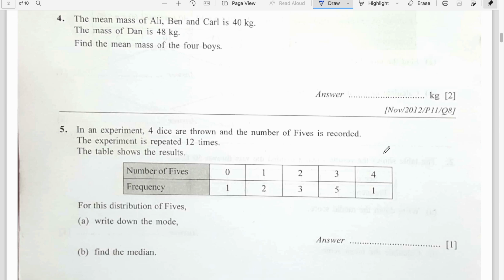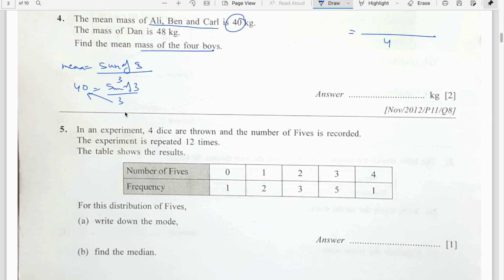Question number 4. The mean mass of Ali, Ben and Carl is 40. The mass of Dan is 48. Find the mean mass of the 4 boys. So for these 4 boys, we will add the sum of 4 divided by 4. And we know that the mean of these 3 is 40. So the mean equals sum of 3 over 3. Mean is already given, which is 40.